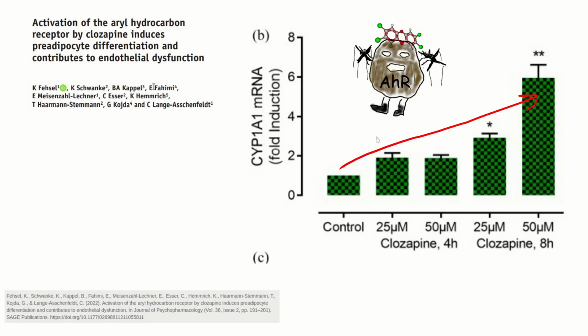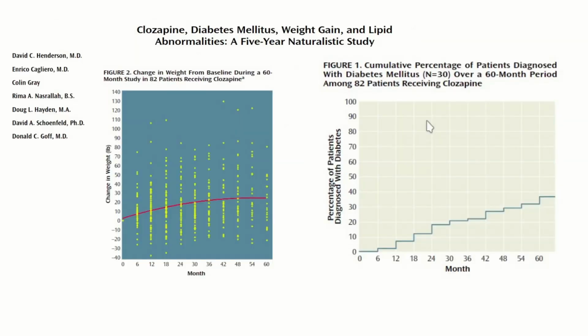Clozapine activates the aryl hydrocarbon receptor. It works a lot like TCDD does. And so it's not nearly as potent as TCDD, but nonetheless, Clozapine is activating this aryl hydrocarbon receptor target gene in a dose and time dependent fashion. And this suggests that Clozapine, in fact, acts like TCDD does to activate the AHR. This study is about the amount of weight gain and diabetes caused by Clozapine.